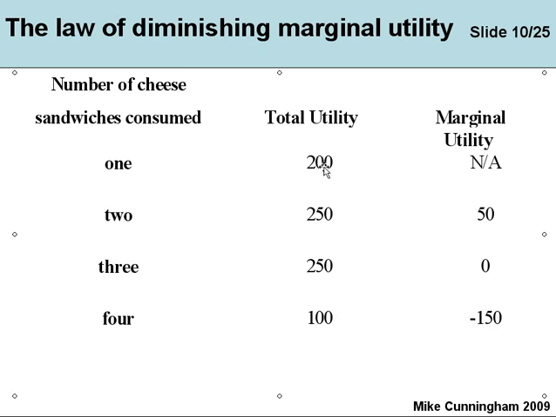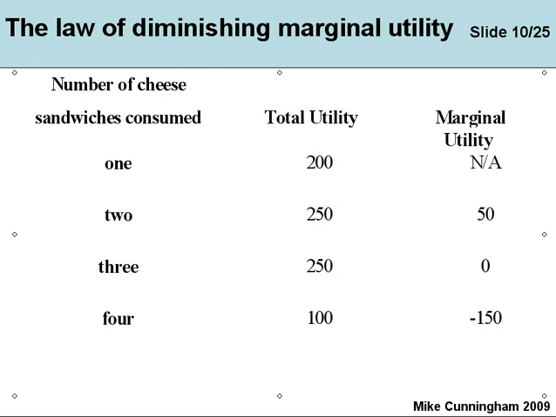So, going from 1 to 2, we had 50 extra units. The first one gave us 200. The second one gave us 50. The third one gave us nothing. No units of utility. No units of pleasure. The fourth one made us ill, so we actually lost utility.